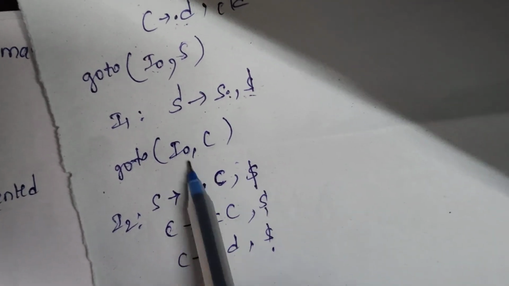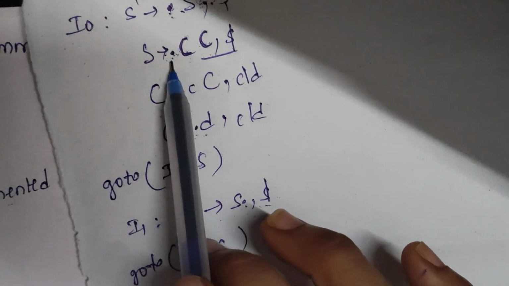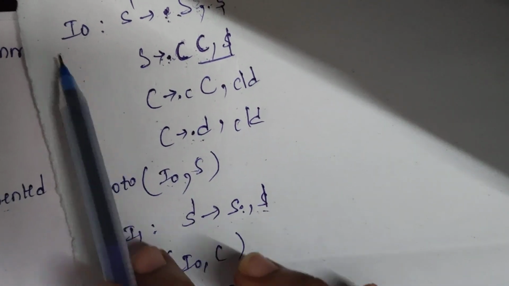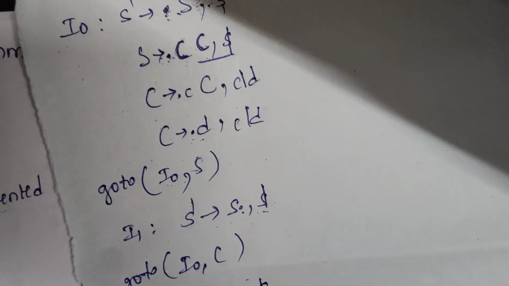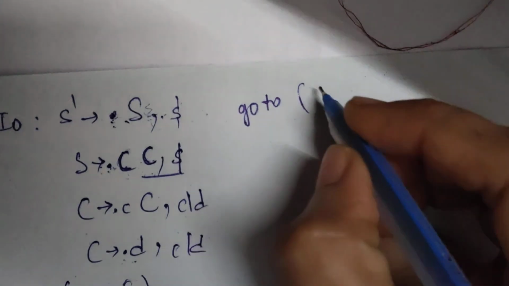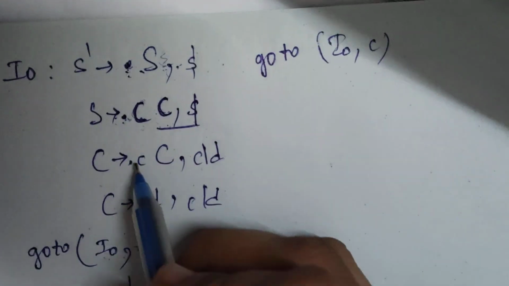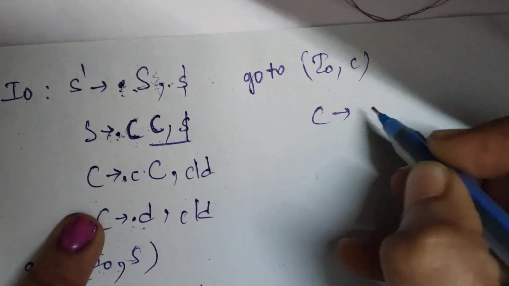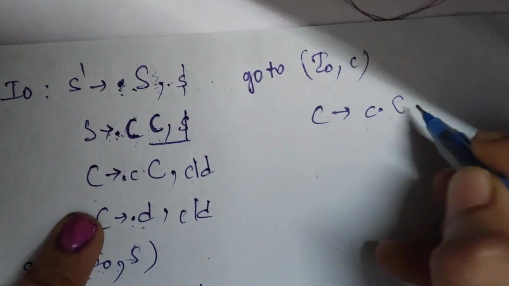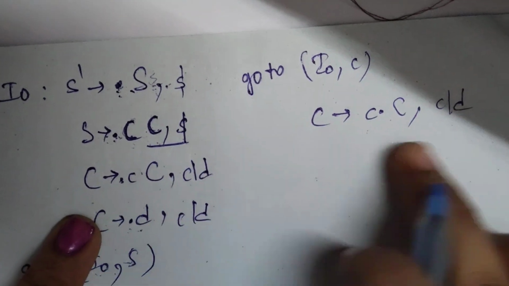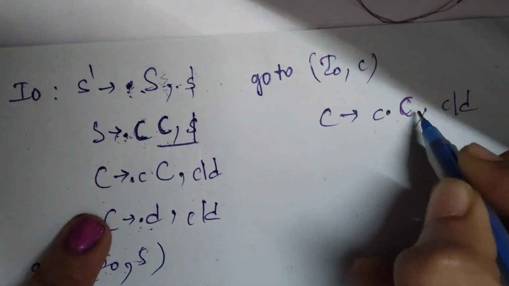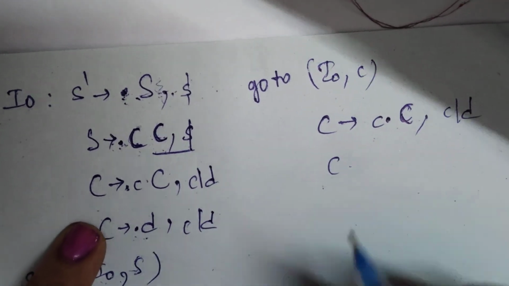Okay. Next, we have shifted this dot for C. We need to shift for these two also. So go to I0 comma small c, go to I0 comma small d. We'll calculate that. Go to I0 comma small c. Now this small c, the dot before the small c will be shifted here. So capital C, this dot will be shifted. After that, when you are writing the production, you can write the look ahead symbol as it is.